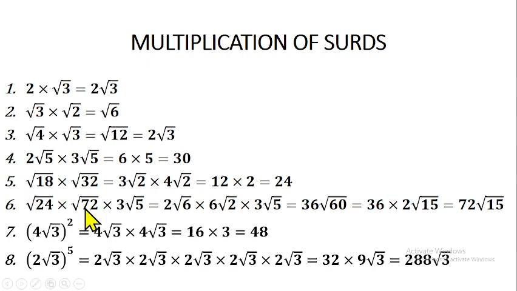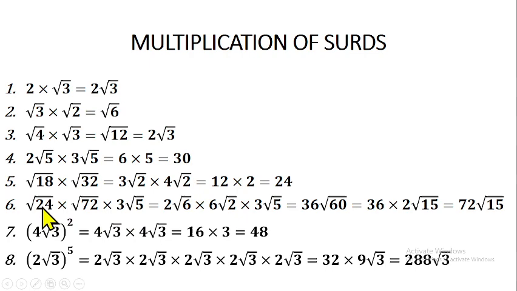So √24 times √72 times 3√5. Now the question is, how do we multiply all these surds? You can see that we can simplify √24, we can simplify √72, but we cannot simplify √5. So you simplify this, then you know what to do further. Are we there? Good.